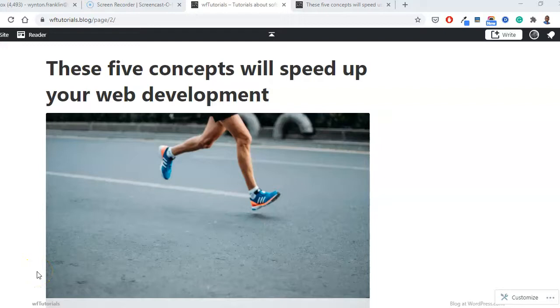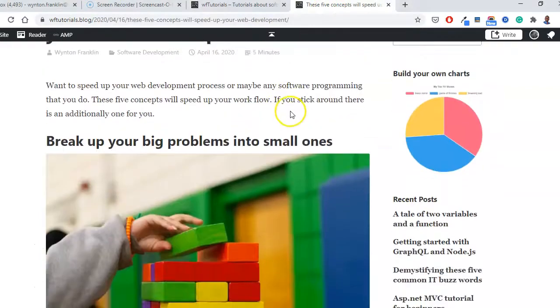So for one of the articles I did for my blog on WF Tutorials, I wrote one called "These 5 Concepts Will Speed Up Your Web Development." So we're just going to look at what those 5 concepts are and how they could help you in your web development. So the first one is break up big problems into small ones.